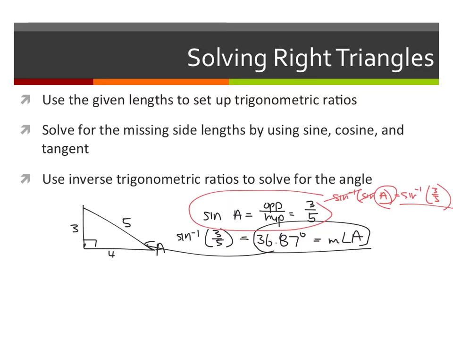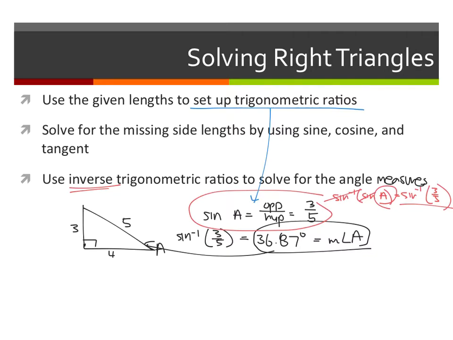First, you want to use the given lengths to set up trigonometric ratios, just like how we did it here. And then you want to solve for the missing side lengths by using sine, cosine, and tangent, just like the last section. But what's new in this section is we're using inverse trigonometric ratios to solve for the angle measures. We're using the inverse to find the angle measures. We're using the regular sine, cosine, and tangent ratios to find the missing side lengths.